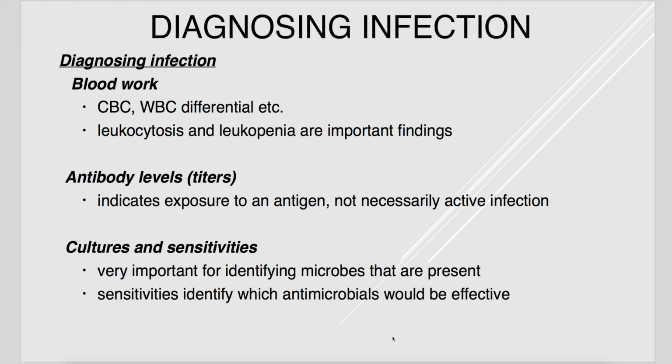Another way to diagnose is antibody titers, which is just a level of a particular antibody, and that just says that you've been exposed to a pathogen or an antigen, but that doesn't say that you have an active infection. And then of course cultures and sensitivities. So you're going to want to culture things like bacteria and fungi, and then test their sensitivities for different antimicrobials.